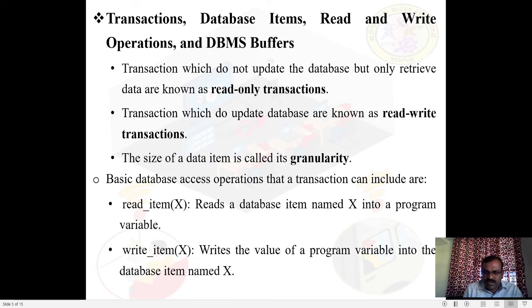A data item can be a database record, but it can also be a larger unit such as a whole disk block, or even a smaller unit such as an individual field or attribute value of some record in the database. Each data item has a unique name.